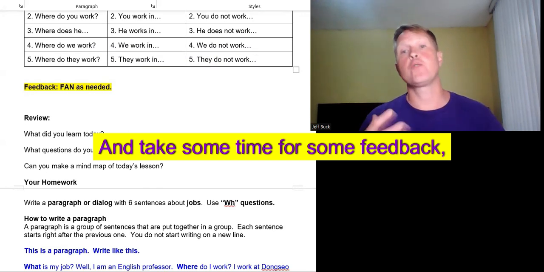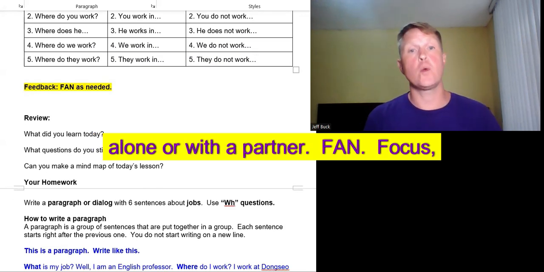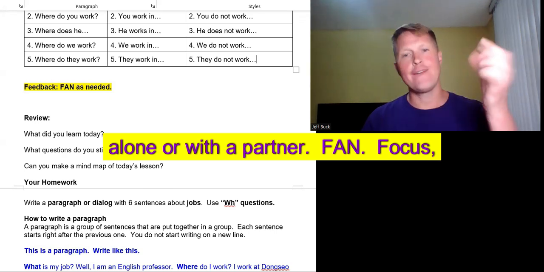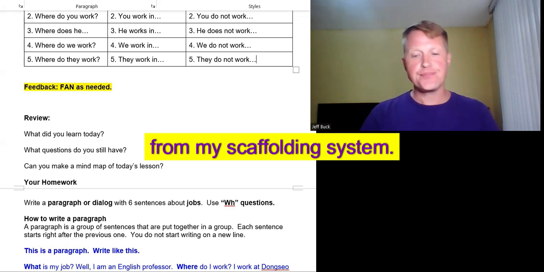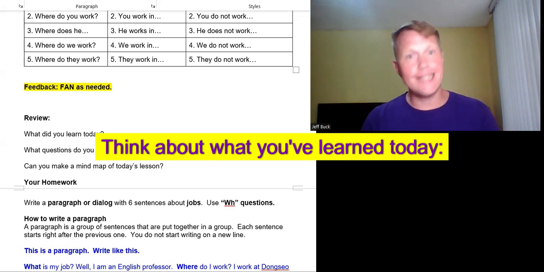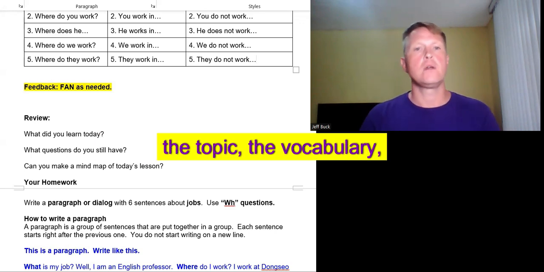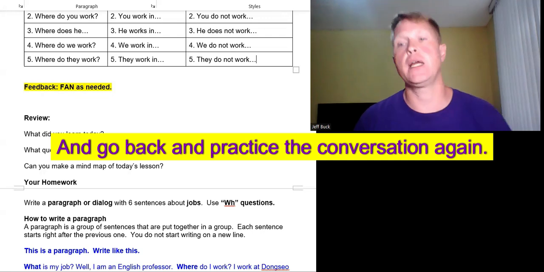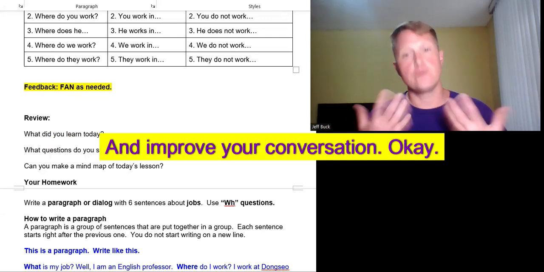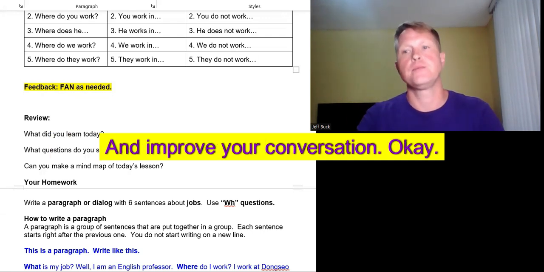And take some time for some feedback. Alone or with the partner, FAN, focus, assisting, and noticing. From my scaffolding system, think about what you've learned today, the topic, the vocabulary, the pronunciation, the grammar, and go back and practice the conversation again and improve your conversation.